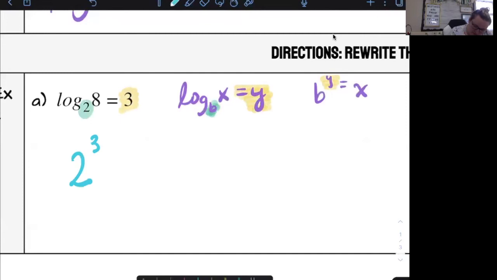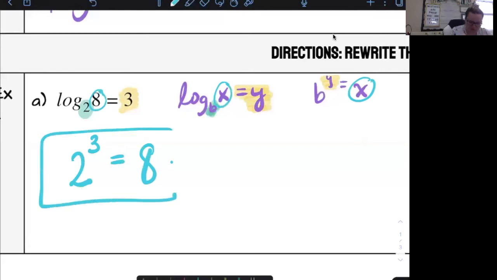So 2 to the third is equal to, then whatever was inside the log is what the power is equal to. So that 8. So 2 to the third is 8, which makes sense, right? Isn't 2 times 2, which is 4, times 2, 8. 8 is equal to 8. So 2 to the third equals 8.